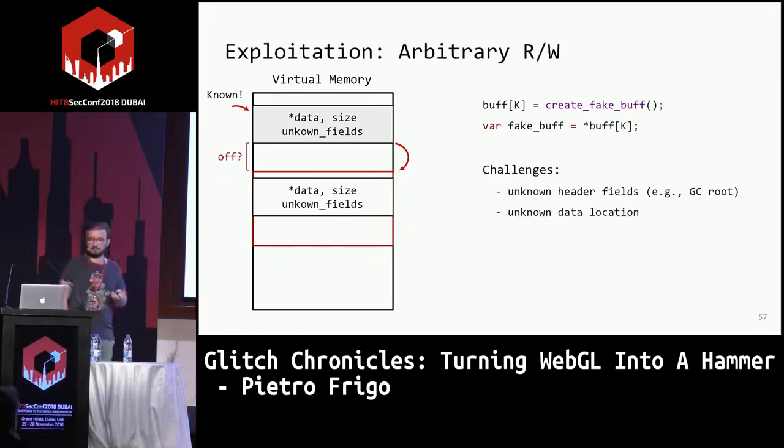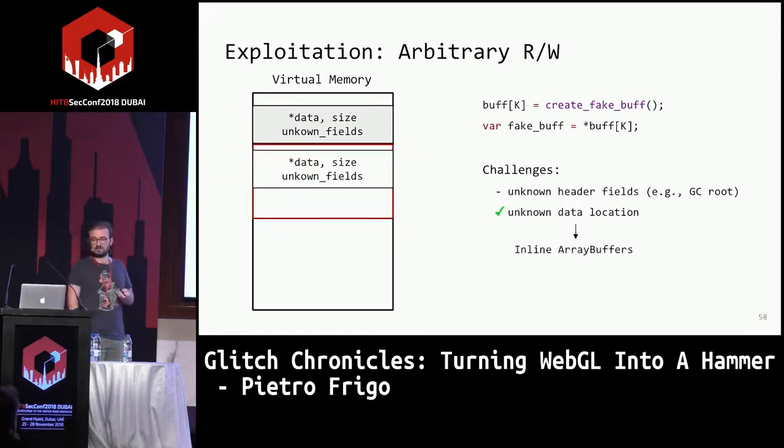To solve the second one, which was the trivial one, we can use inline array buffers. What Firefox does is, if the array is smaller than a specific size, it will store the data and the header sequentially in memory, so they're contiguous. So once you leak the pointer to the header, you will know the offset to the actual data you just created, and you can leak it this way.